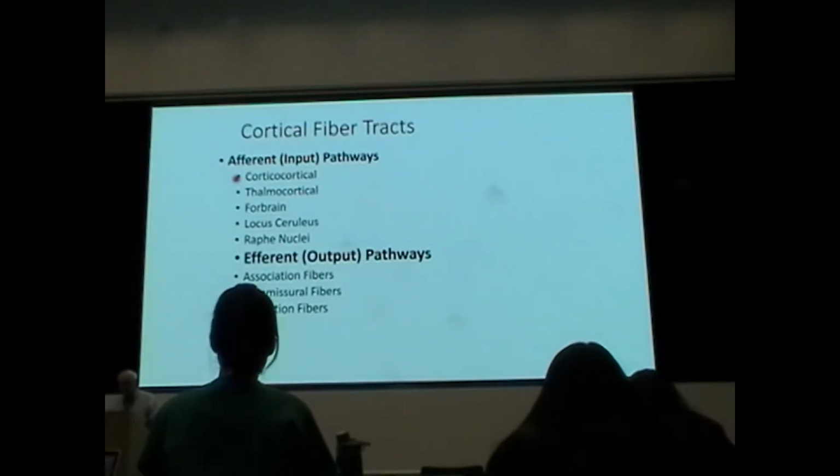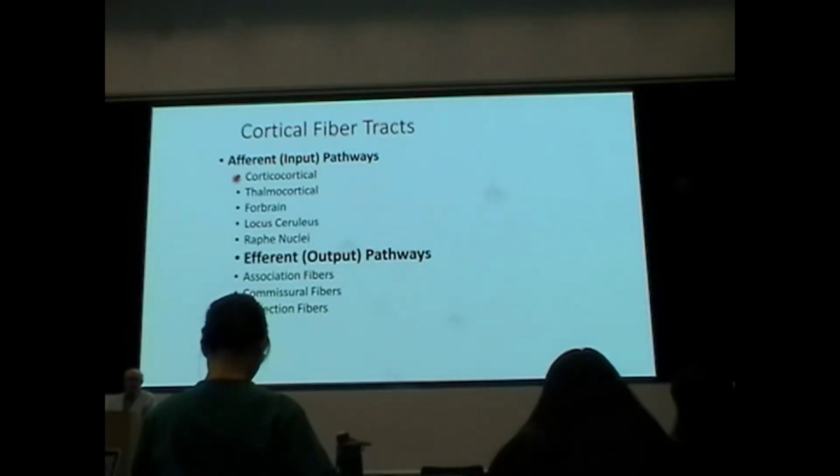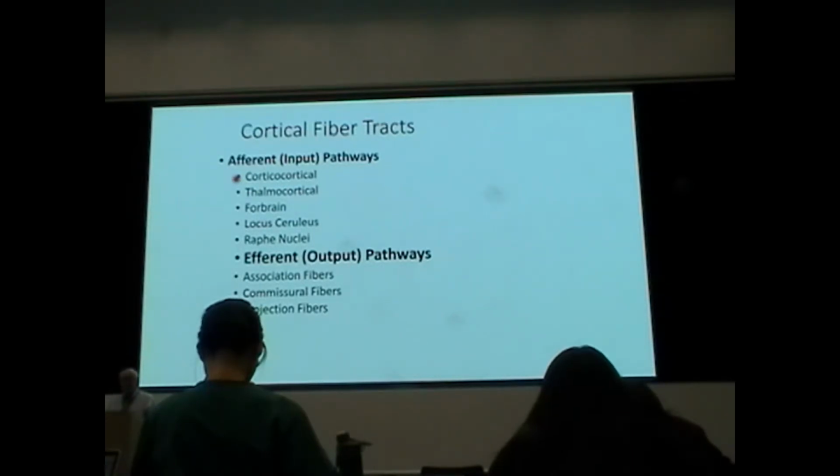So let's just go through this. The afferent input, where's it coming from? Corticocortical, that's within the cortex. Those are really association patterns. Thalamocortical, from the thalamus to the cortex. The forebrain, these areas of gyri referred to as the prefrontal cortex, or Brodmann's areas 9, 10, 11, and 12.